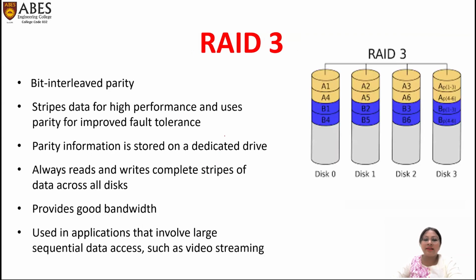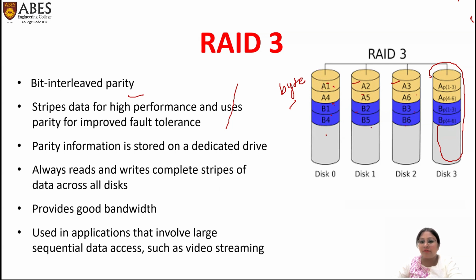Here comes another level, RAID 3. RAID 3 is also known as bit interleaved parity. In RAID 3, we get an additional disk which stores the parity of all the levels. All the data are striped at byte level. All the data get stored as A1, A2, A3, A4, A5, A6, B1, B2, B3, B4, B5, B6.